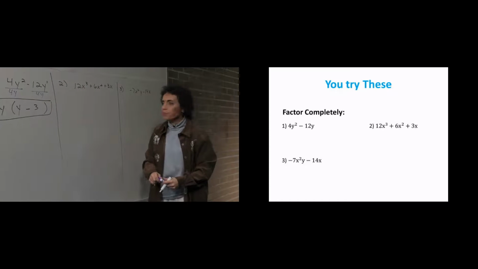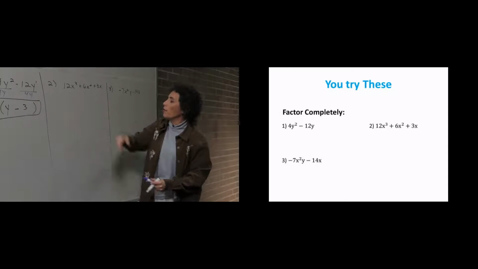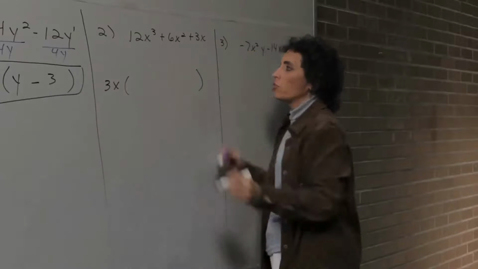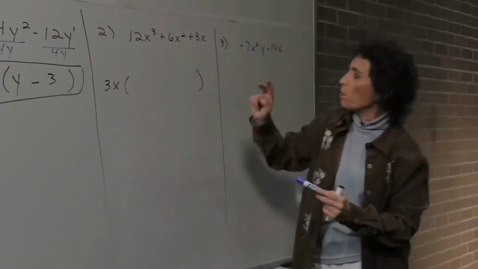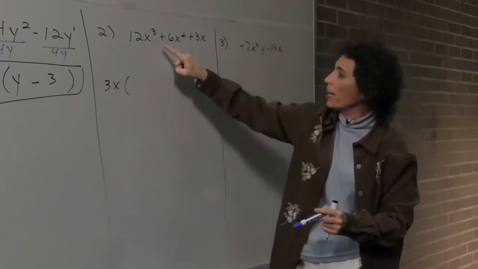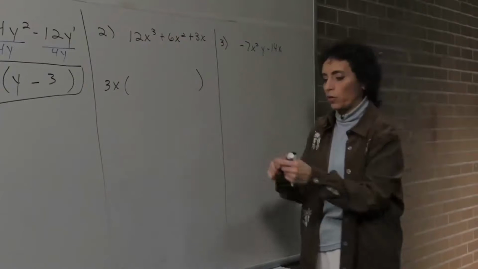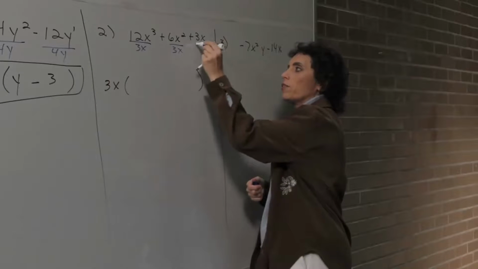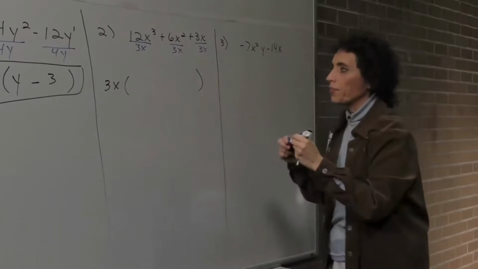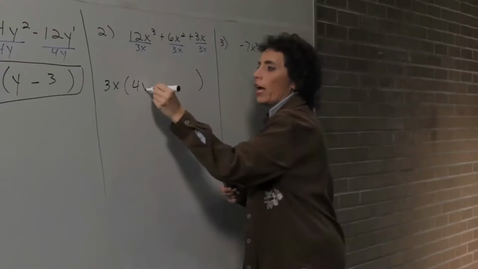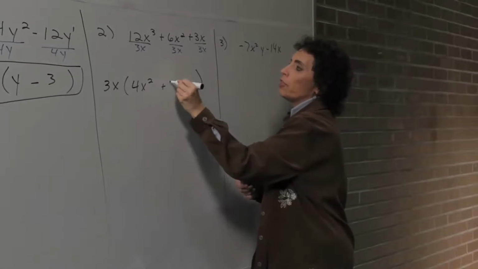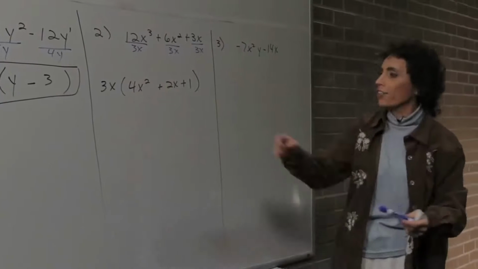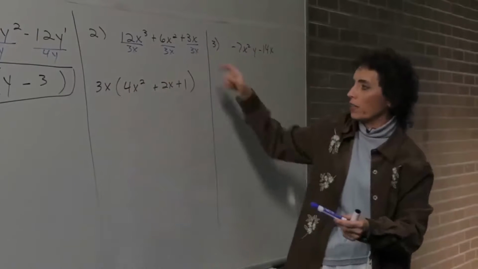Let's try this guy. Look at the smallest number. Oh, I made this too easy for you. Okay, 3x. Because the 3 divides into all these numbers. It's the biggest number that divides into all of them. They all have x's. Smallest x is x to the first power. Now I'm going to divide by 3x. Divide by 3x, divide by 3x, and we get 4x squared plus 2x plus 1. Yes, you need the 1, because you have to be able to multiply through and get back to here.